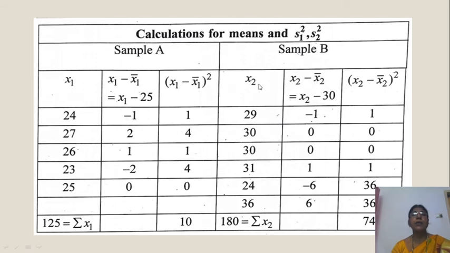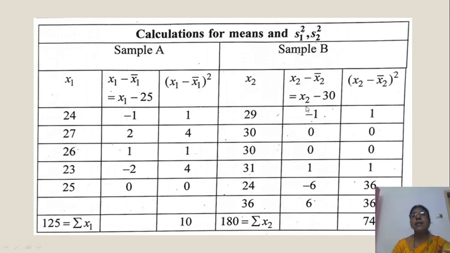Similarly for the second group. Given the x2 values, sigma x2, add all of this and you get 180. Then what is x2 bar? The mean of this group: x2 bar is sigma x2 by the number of x2. What is the number of x2? 1, 2, 3, 4, 5, 6. So 180 by 6 you get 30. So for the second sample, the mean x2 bar is equal to 30.